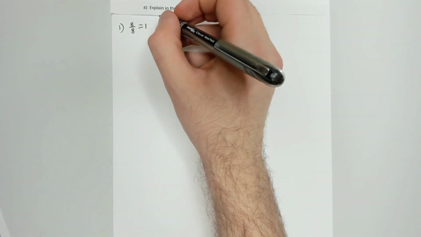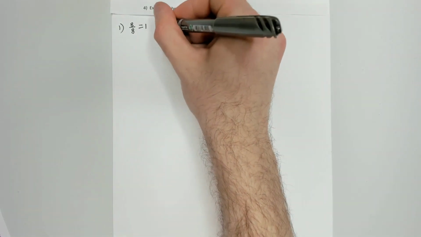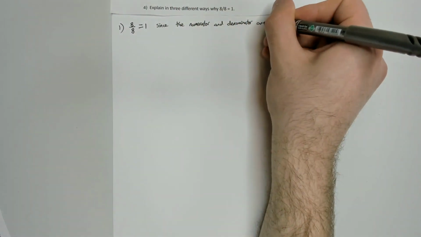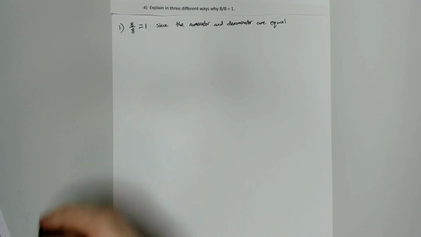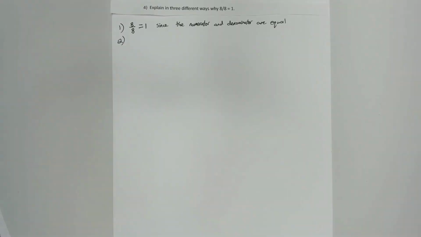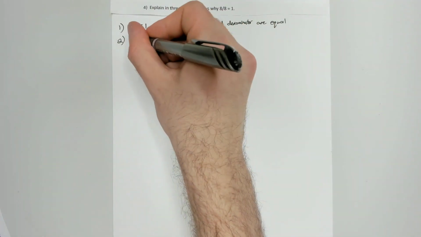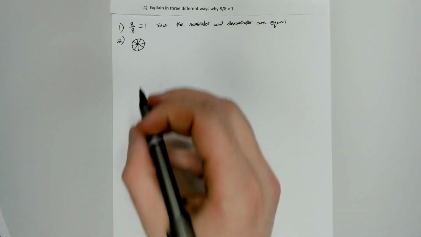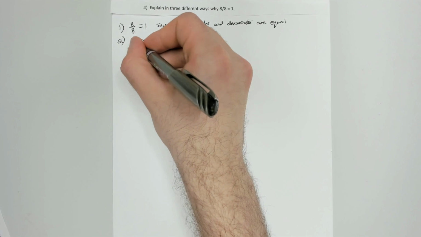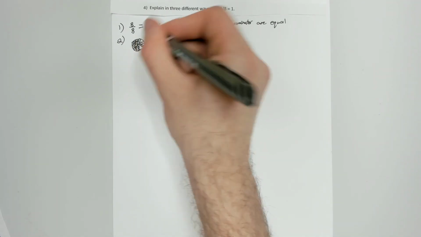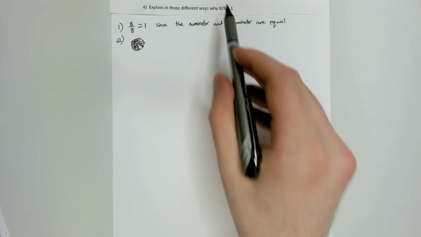So we can say since the numerator and denominator are equal. All right, so that's our first way of explaining it. The second way we can do visually, right? So we'll take a circle here, we're going to split it up into 8 pieces. All right, so we've split it up into 8 pieces, and if we shade in all 8 of those pieces, surprise, surprise, the whole circle is filled in, right? So that's another reason why 8/8 is just 1.